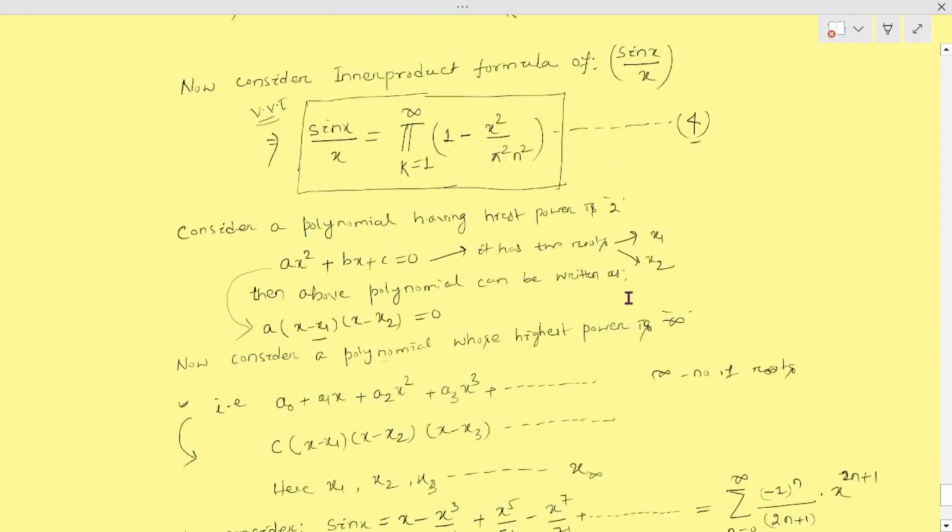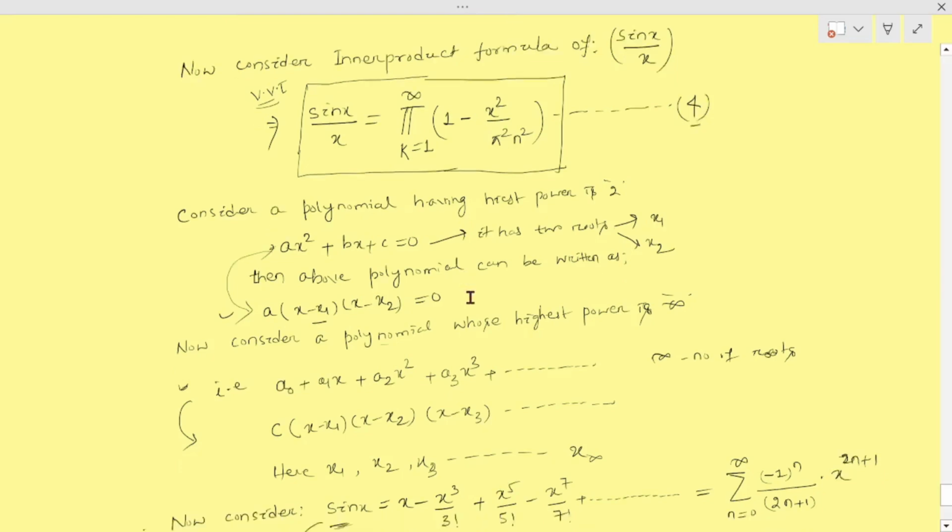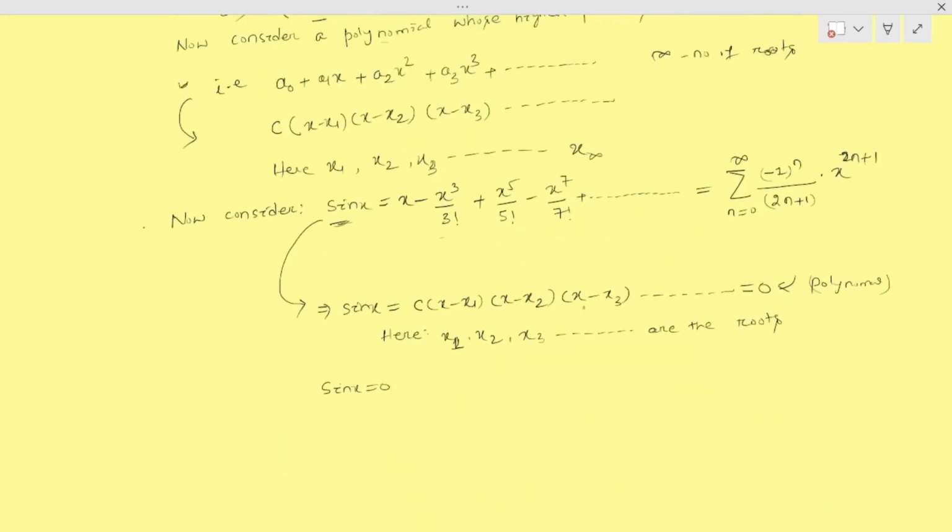like this one. Okay, here this is a polynomial having highest power 2, and this can be written as a product of two terms. Here sin x has highest power infinite, which means we can get infinite number of roots, and sin x can be represented by a product of infinite terms. If it is equal to 0, then it is nothing but a polynomial. So if I consider sin x equal to 0, that implies x equal to 0, plus or minus pi, plus or minus 2 pi, plus or minus 3 pi and so on.